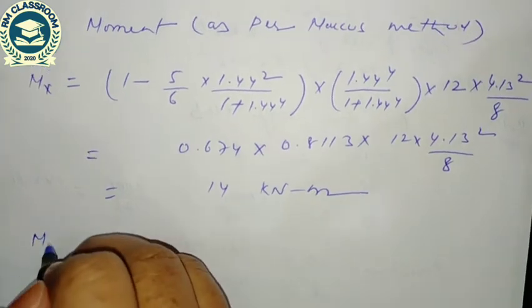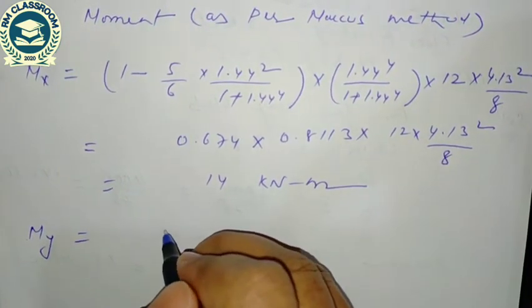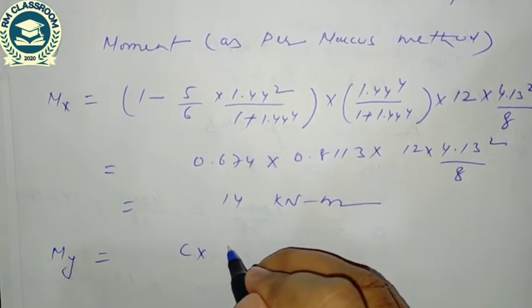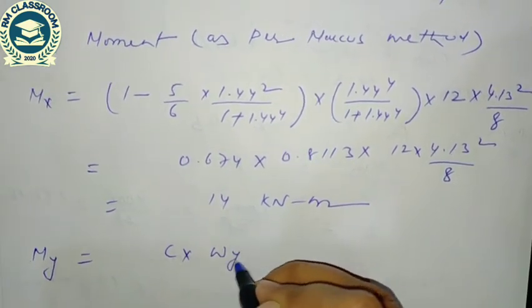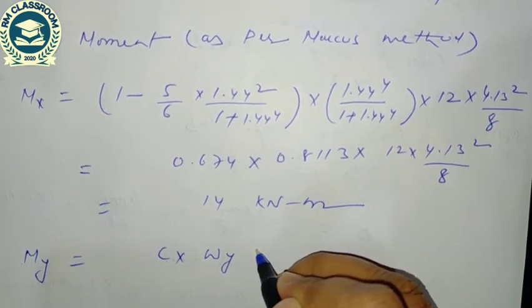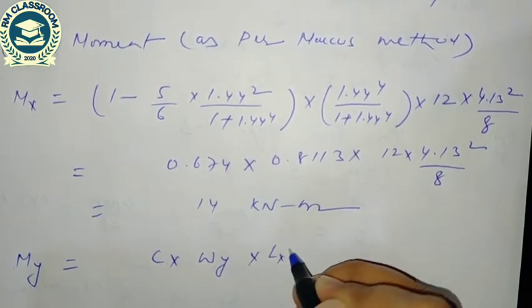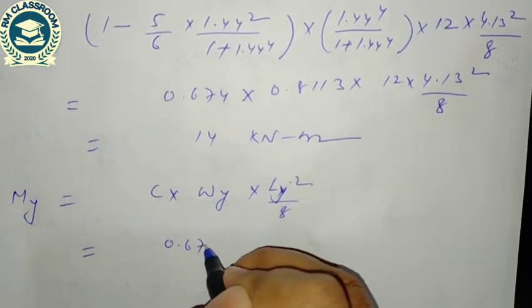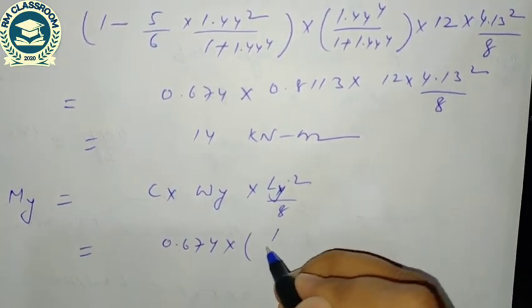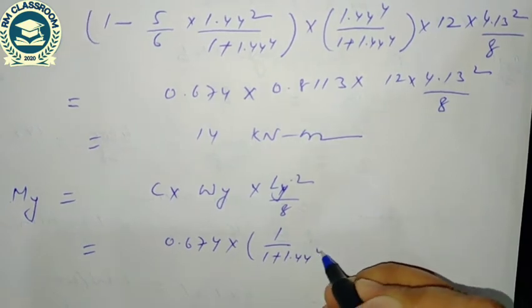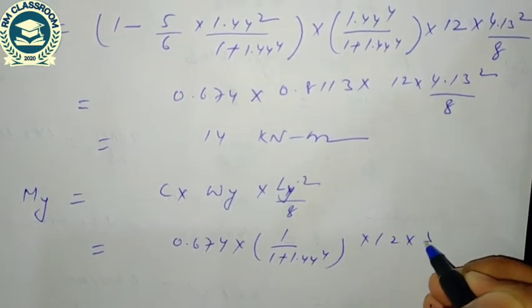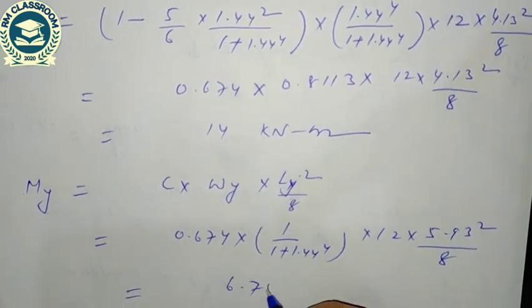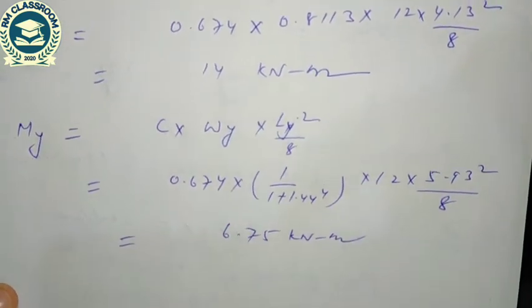Similarly, moment in y direction can be computed. So the same bending moment coefficient into Wy into Ly square by 8. So 0.674 into 1 by 1 plus 1.44 to the power 4 into 12 into 5.93 square divided by 8. So it is coming 6.75 kilonewton meter.